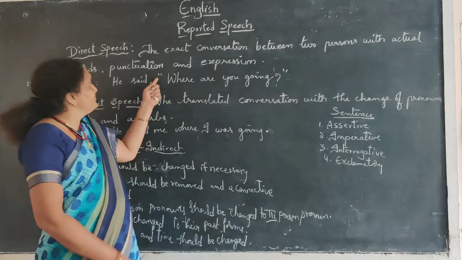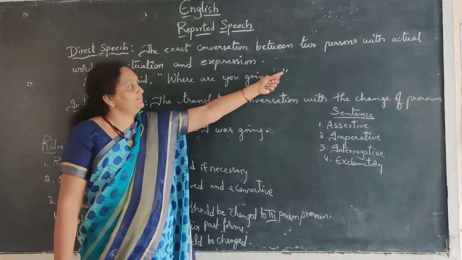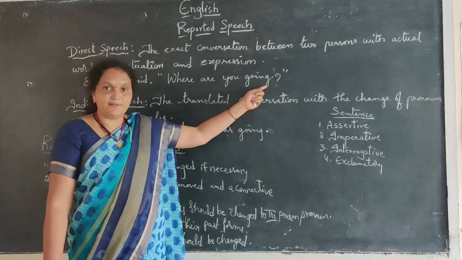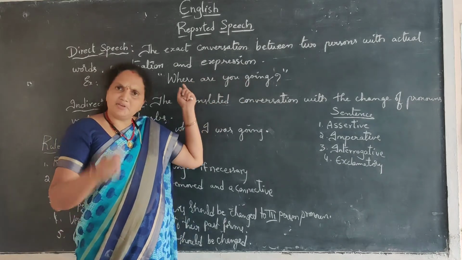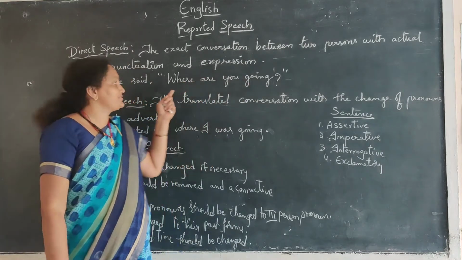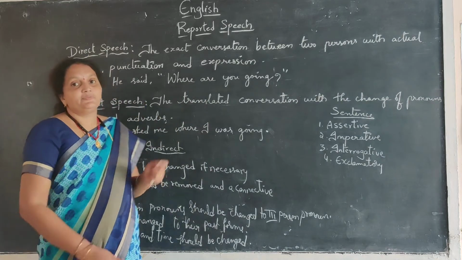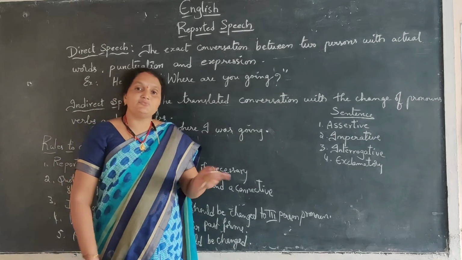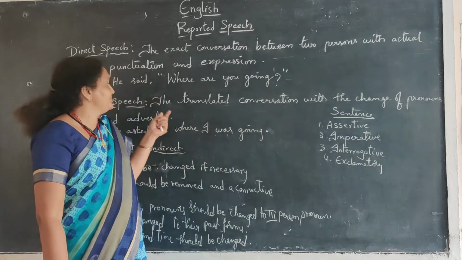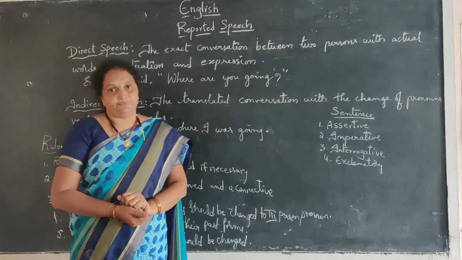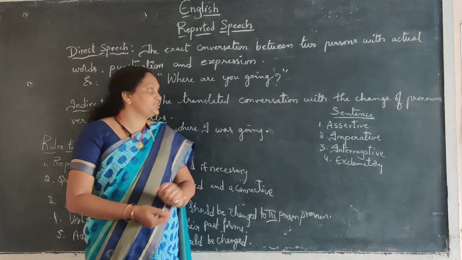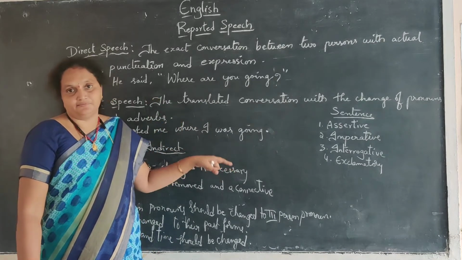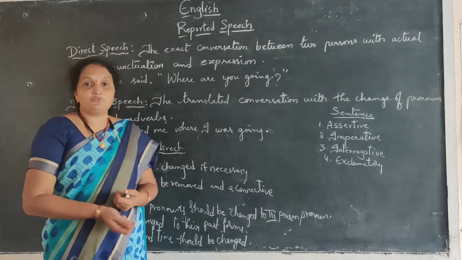That should be mentioned in quotation marks. Whatever is said by the person will be in the quotation marks, the same as it is. So that is direct speech. Now the next one is indirect speech. Indirect speech we also call reported speech. It is the translated conversation, with change of pronouns, verbs and adverbs.